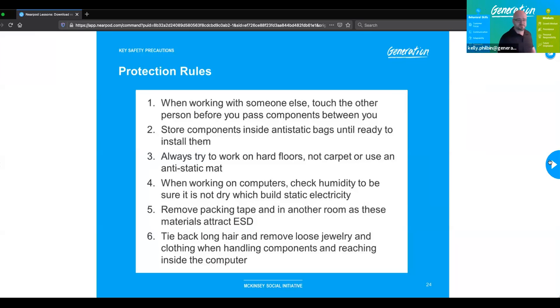Number two. Steve, can you please read number two? Or Layla, can you please read number two? Store components inside anti-static bags until ready to install them. Absolutely. And also after you've removed them, if you're swapping out a RAM blade, you would take one out, put one in, and the one you take out, put it in the anti-static bag that the other component came in. That will allow you to transport it somewhere else if you need to, or store it if it's still useful. You may be using it in other computers and upgrading the RAM there. So any type of storage or movement of components, whenever possible, use anti-static bags.